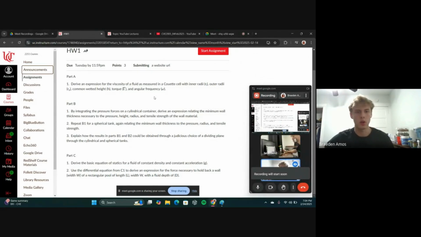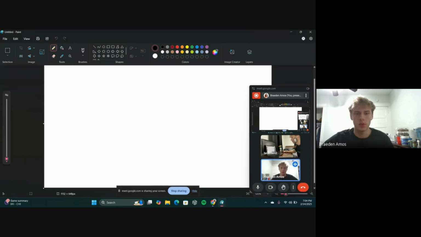Okay, so this is homework 1, part B, part 2. So first one, we need to repeat B1 for a spherical tank, again relating the minimum wall thickness to the pressure, radius, and tensile strength. So first, I'm going to draw the situation.